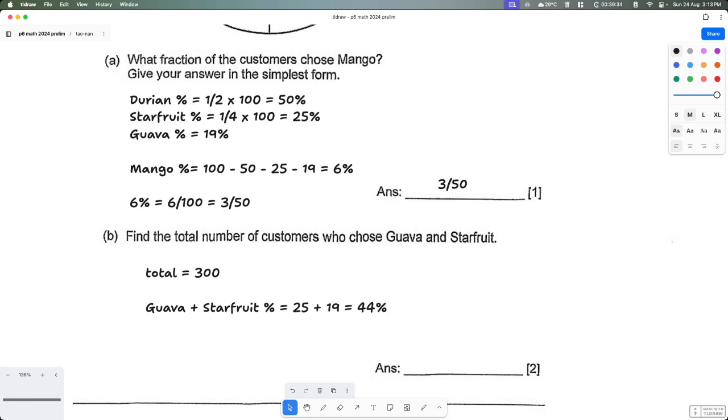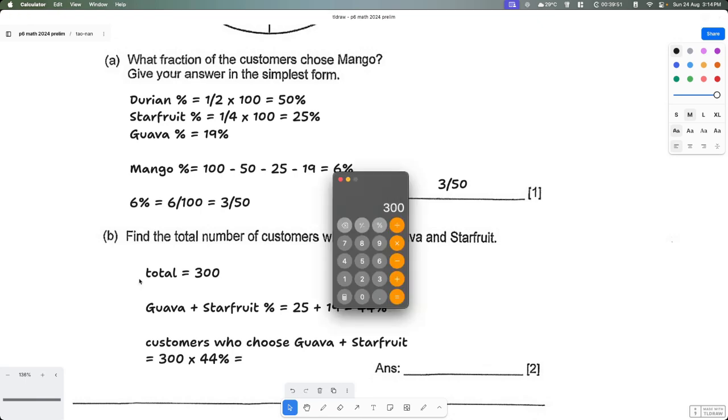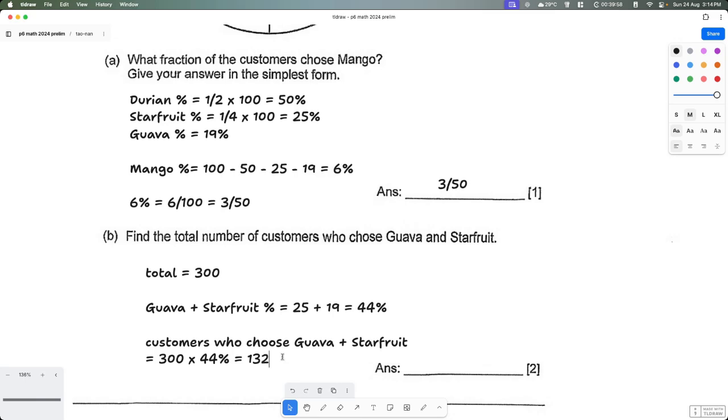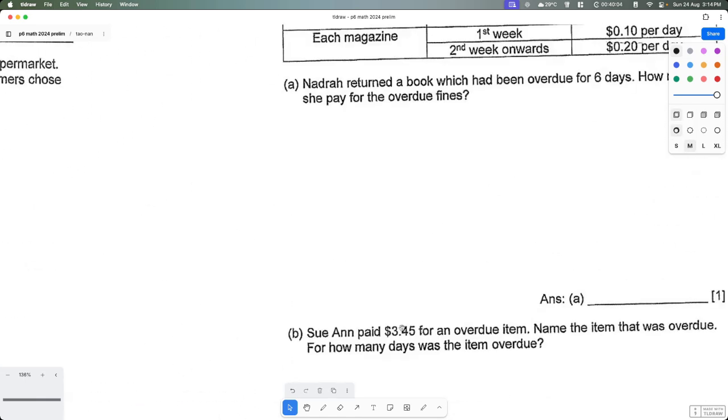Okay, so that means customers who choose guava plus starfruit is equal to 300 times 44%, and that will give you 132. I think we got this same number before, but it's fine. Okay, let's move on to the next question.